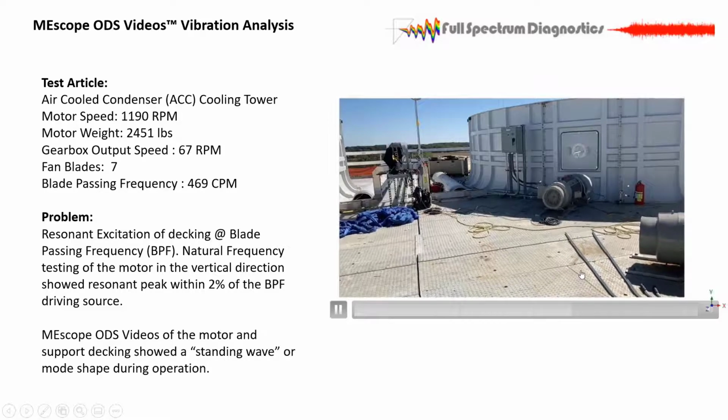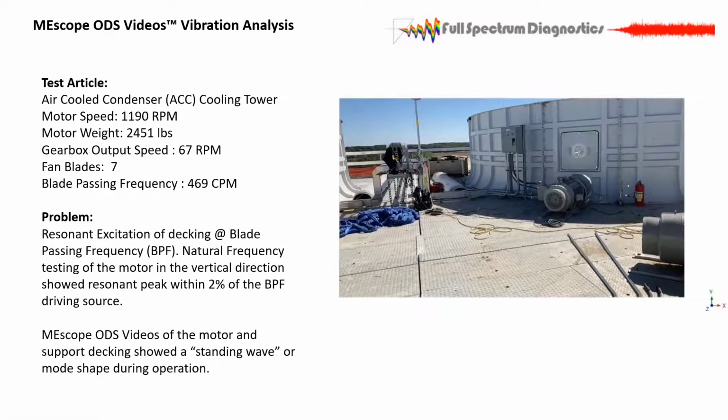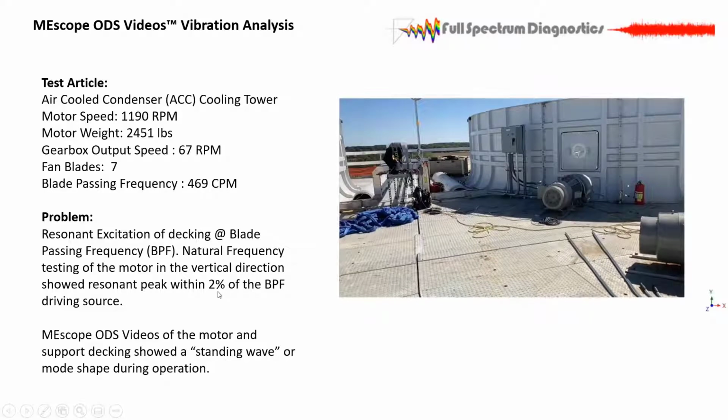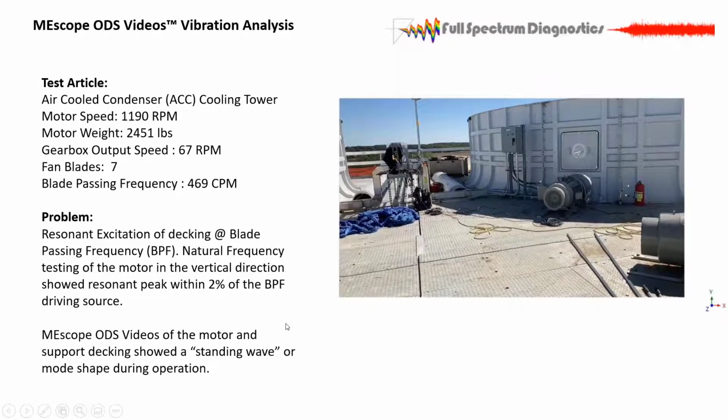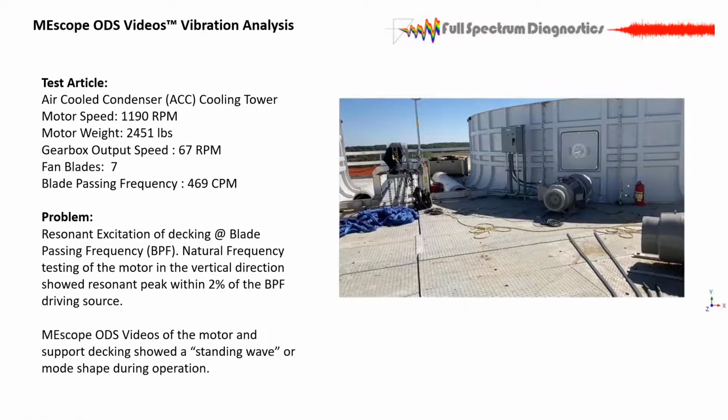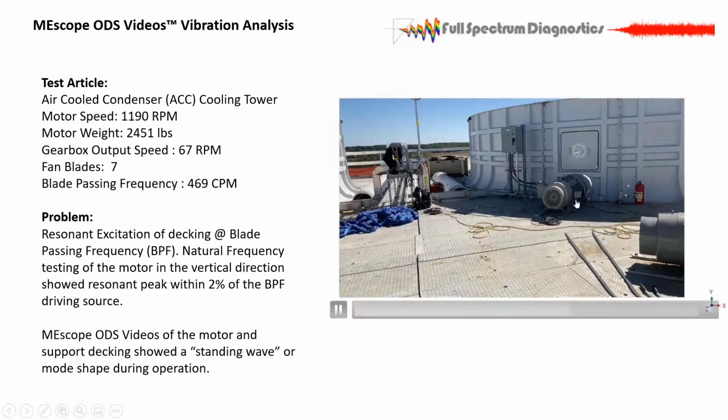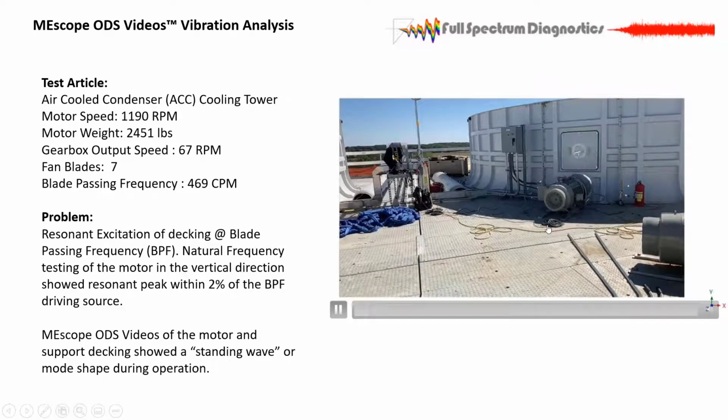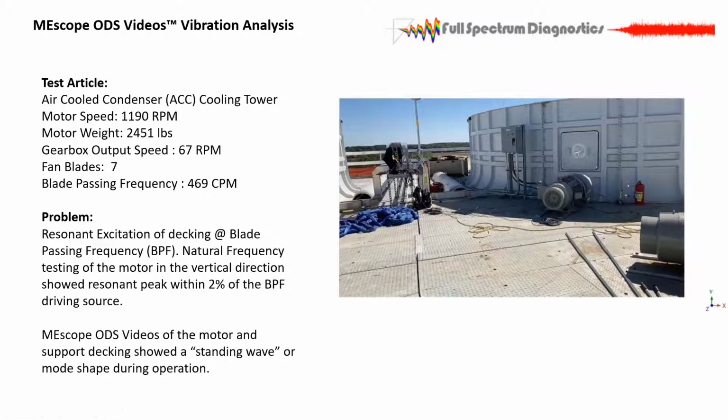So they had a resonance condition right at blade pass. And I say within 2%, it was at least that close. It was right on top of it. I did a little bump test, found the natural frequency of the motor, and it was the same frequency.